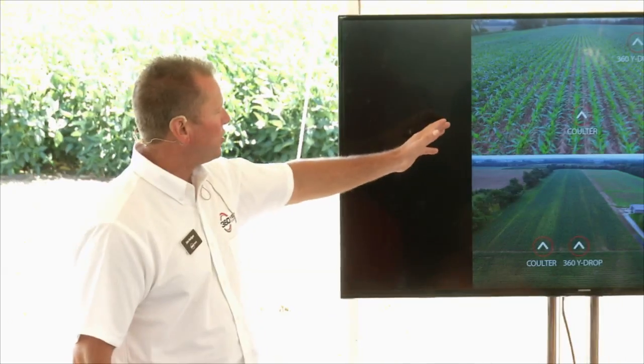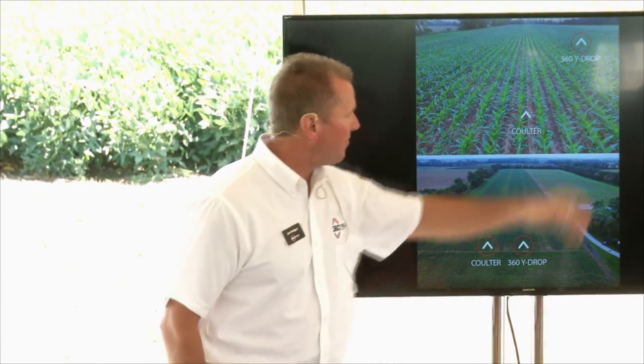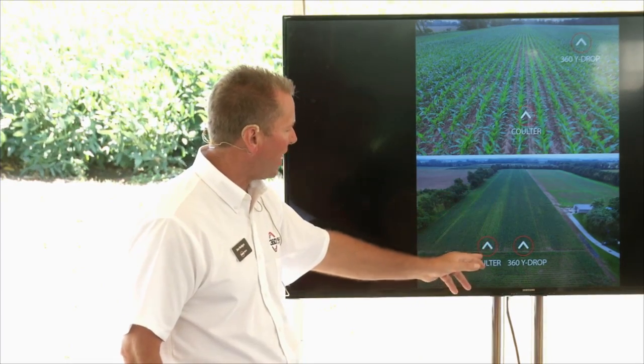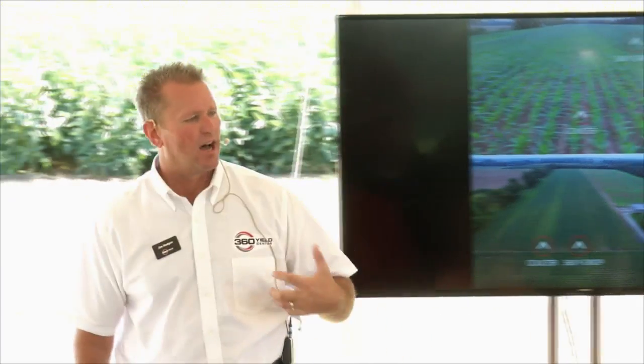Here's a really nice visual of a Coulter system versus a Y-drop. You can see from this overhead shot, this corn is much lighter, so it's not building as much chlorophyll. It's a lighter green, and we know if it's lighter green that yield potential is getting chipped at right now.